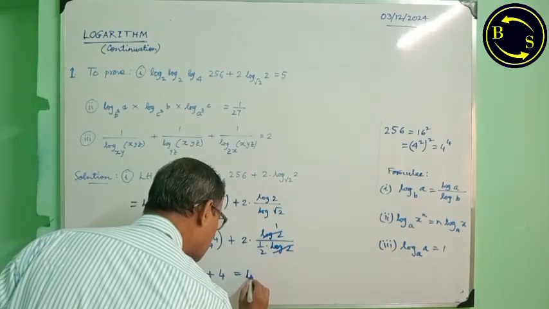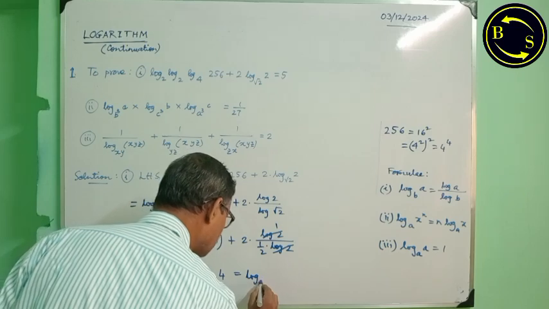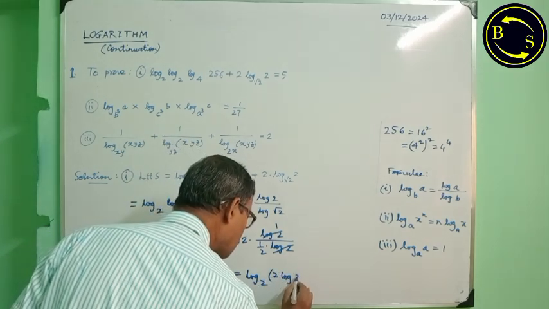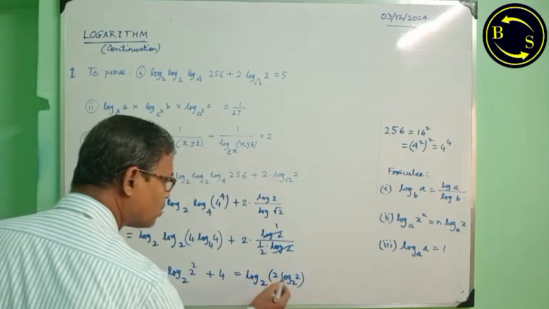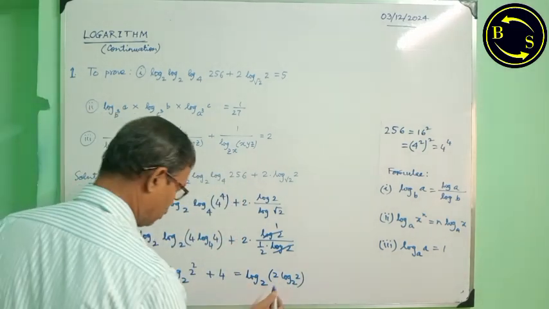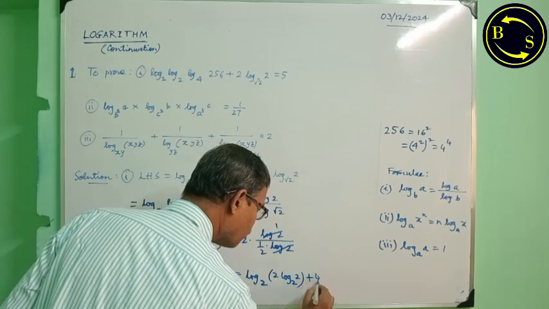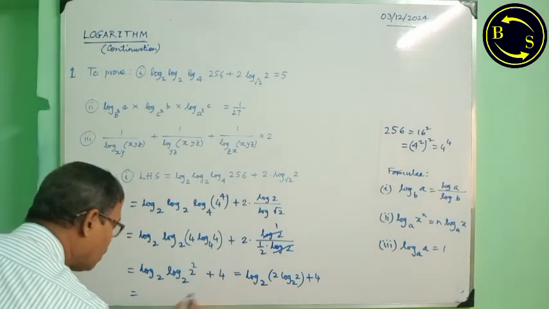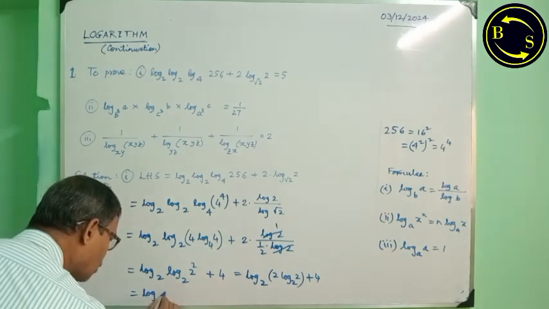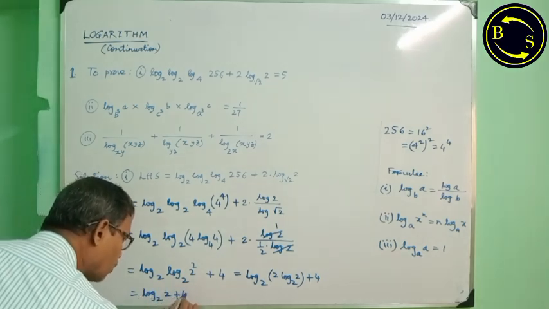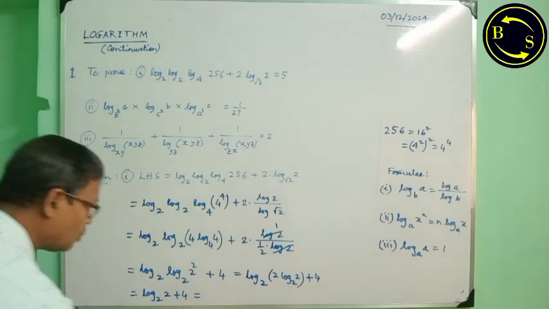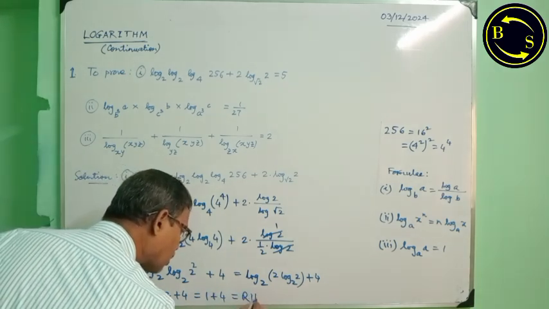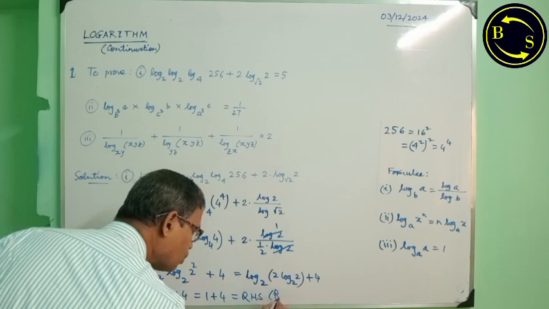Therefore, log of 2 log 2 to the base 2. You can skip this step also. Therefore, log of 2 to the base 2 plus 4, log of 2 to the base 2, that is 1 plus 4, that is the RHS part, proved.